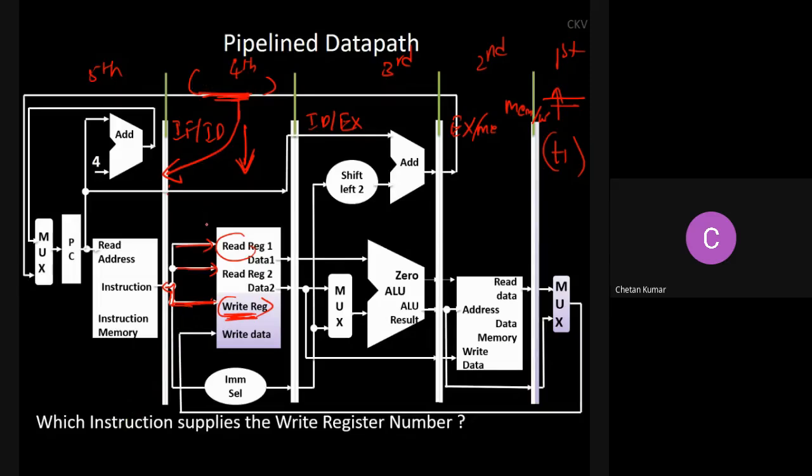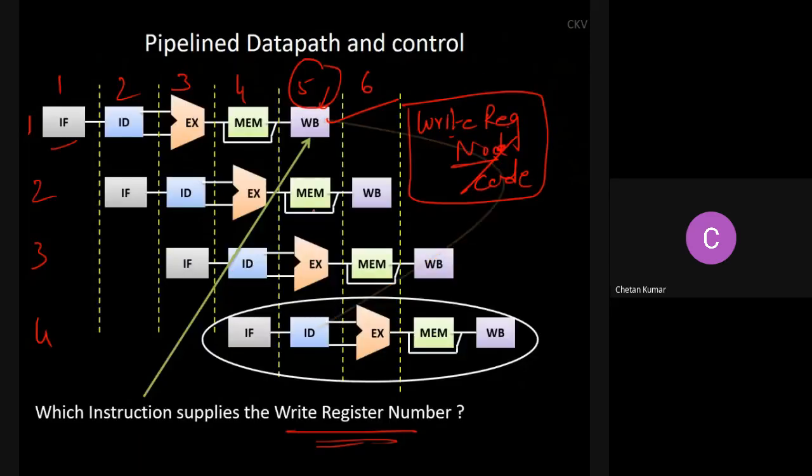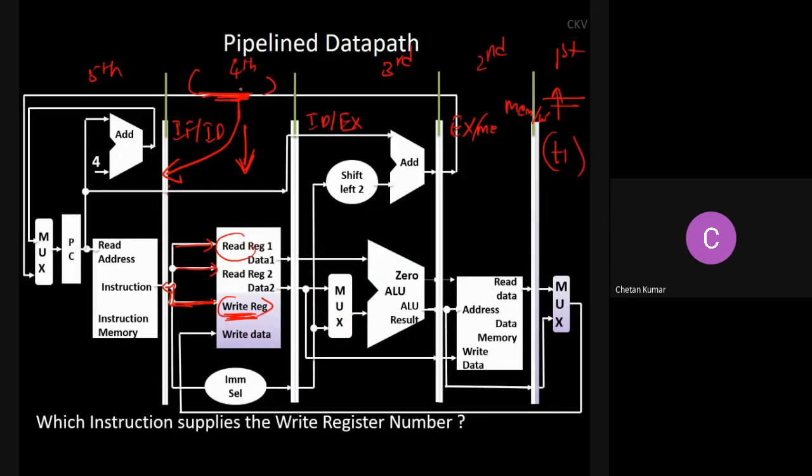Even in the earlier data path, if I show you, the problem is coming between the first and fourth instruction, because that is where there is an overlap between the writing and the reading. Here also the same thing is happening. When I say that a particular instruction is in that stage, it basically means that the data related to this instruction is available in this register.